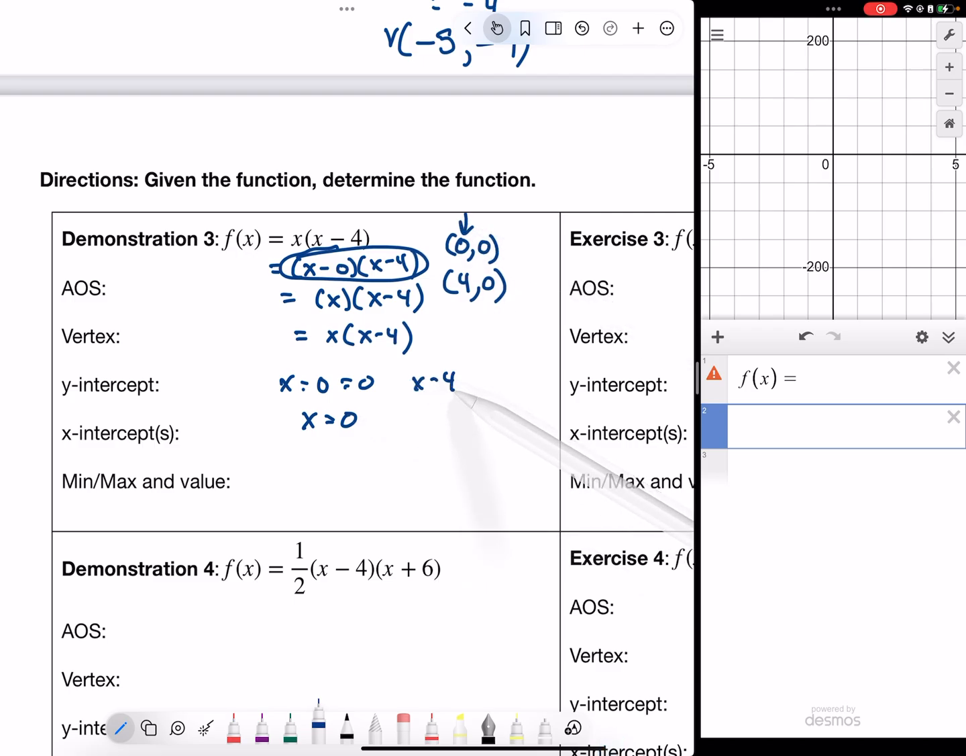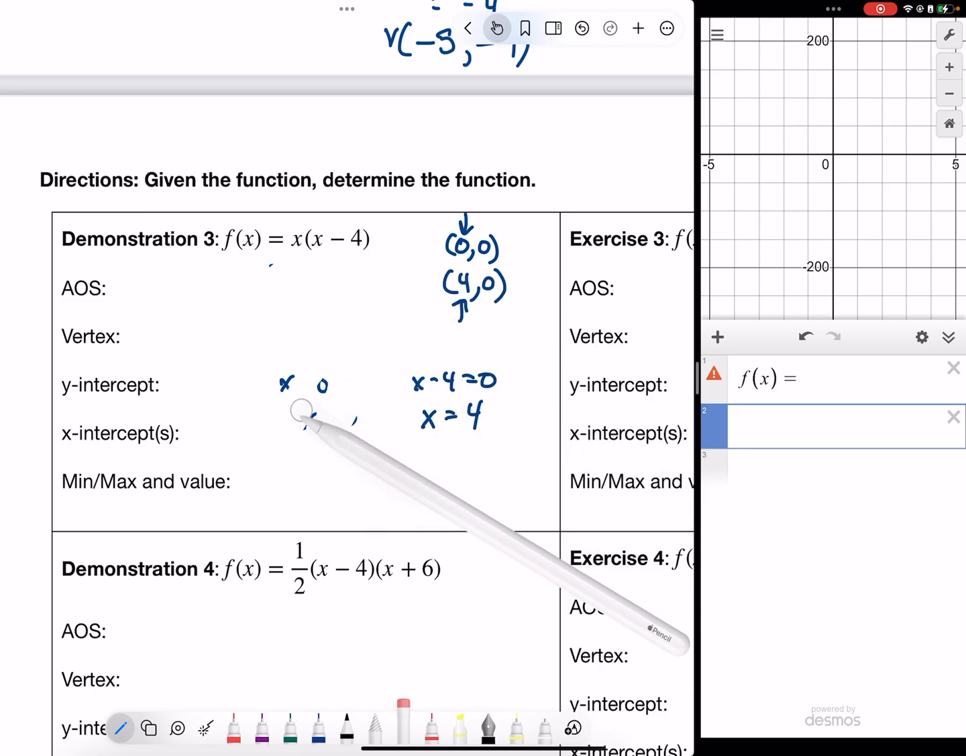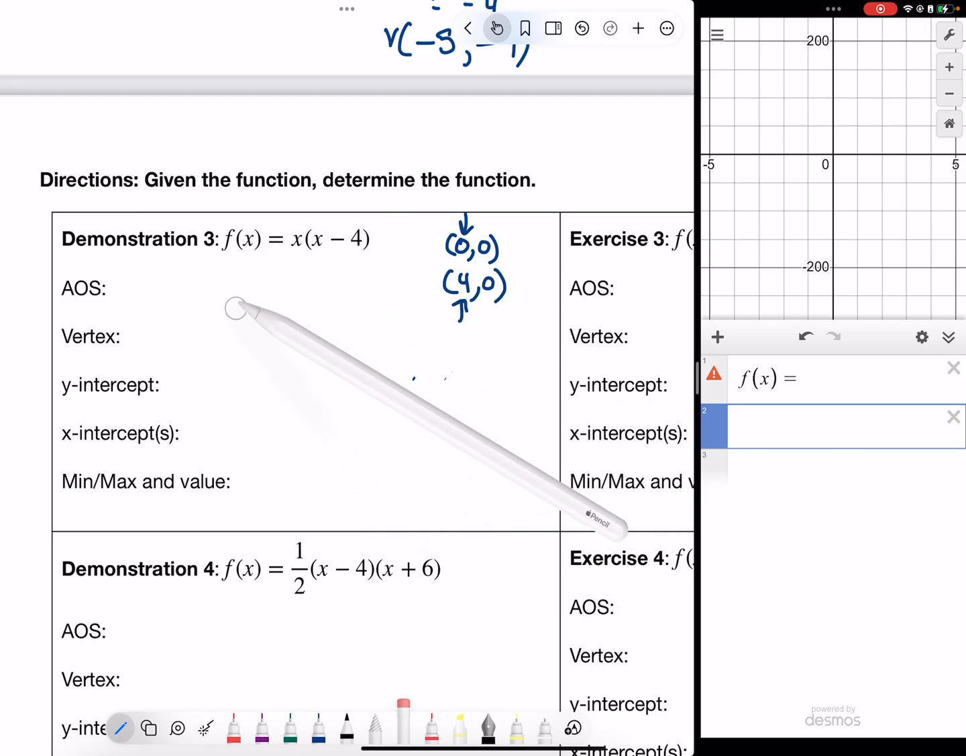And I take x minus 4, I say, hey, what makes you 0? And I solve it, and it tells me x is 4. That's that one. So in general, when I look at this problem, and it's just experience, but get used to it, if x is a factor out in front like this, and it's a quadratic, that means x is 0 is one of your x-intercepts. All right, so I'm going to draw this thing real quick here. It must have an x-intercept at 0 and at 4.